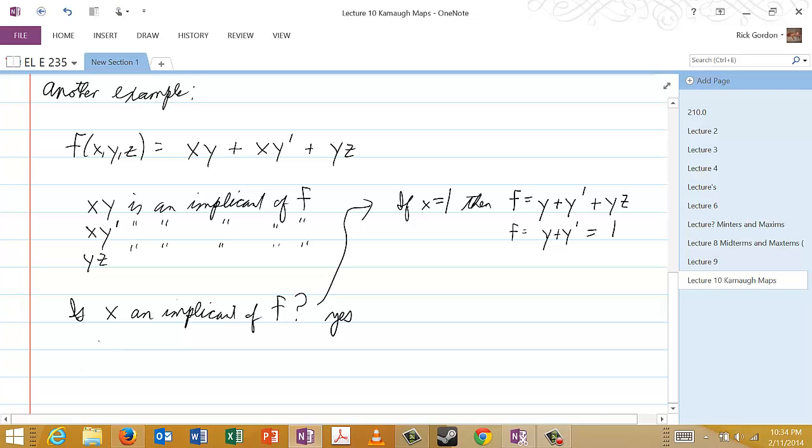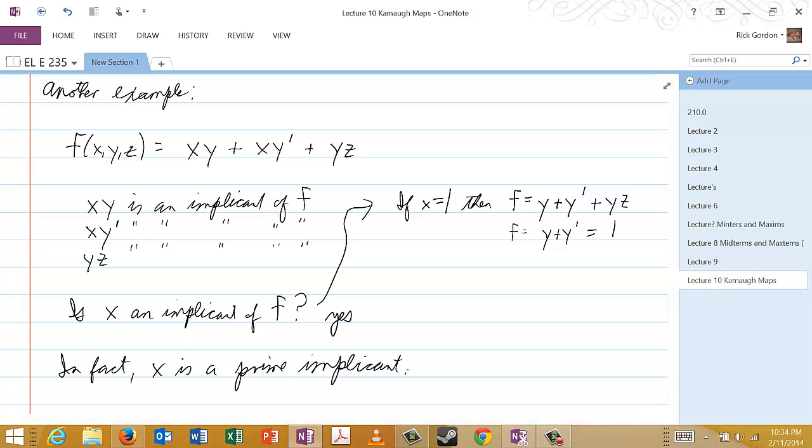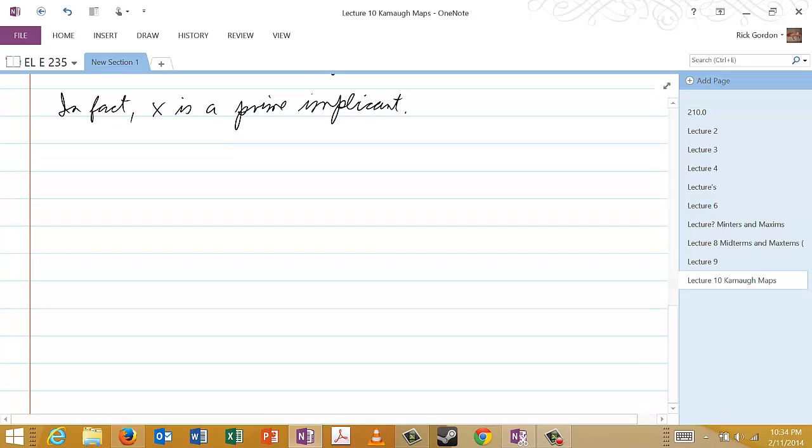So I'll just write here, let's not worry too much about this idea at this point, because it will become much clearer with Karnaugh maps, but just for right now we'll go ahead and say, in fact, x is a prime implicant. Okay? And so we've learned the word implicant, and we've learned the word prime implicant, and now that we've learned these two words, let's start thinking about Karnaugh maps.